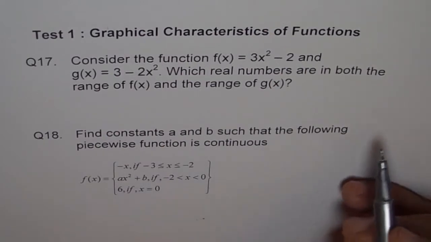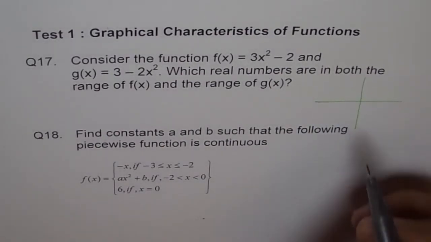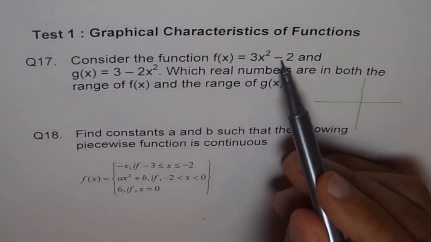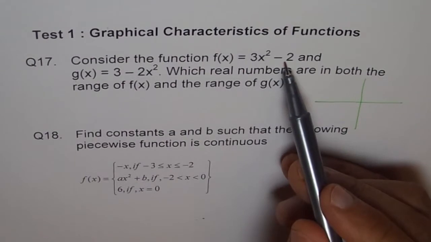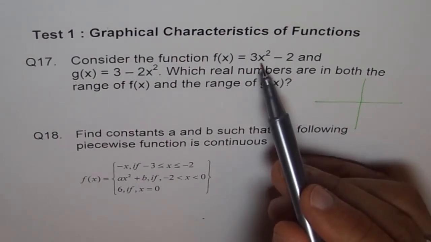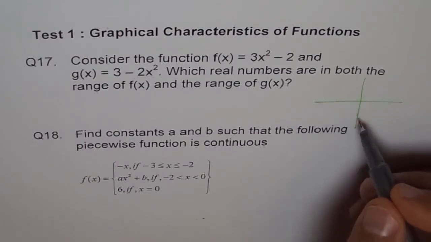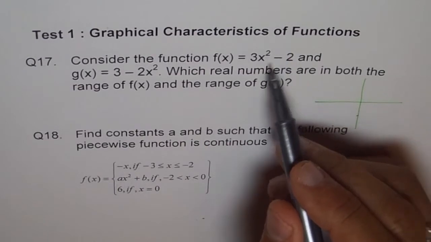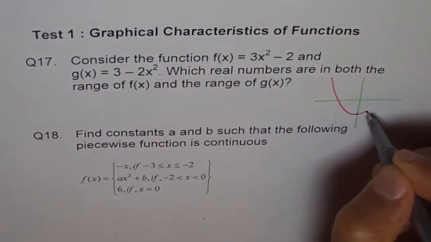So let's do question 17. It's easy to sketch so that you can visualize it and then do your problem. These are very simple equations to sketch. 3x squared minus 2, right? So where is the vertex? Vertex is at (0, minus 2), and the parabola opens upwards. And where are the x-intercepts? X-intercepts will be plus and minus square root of 2 over 3, right? So we can draw a function like this.